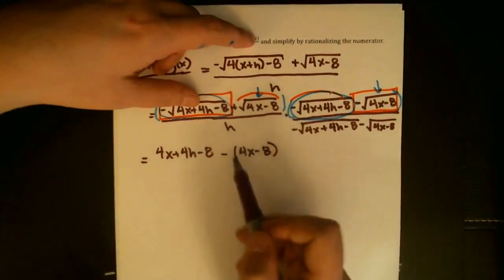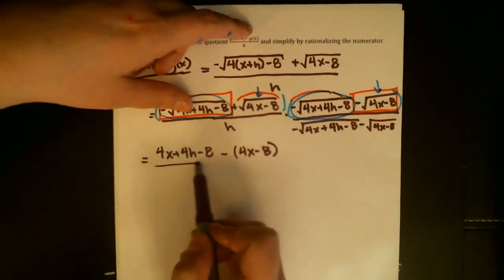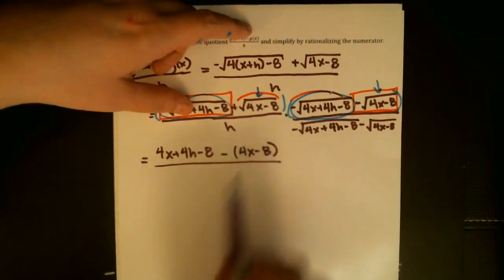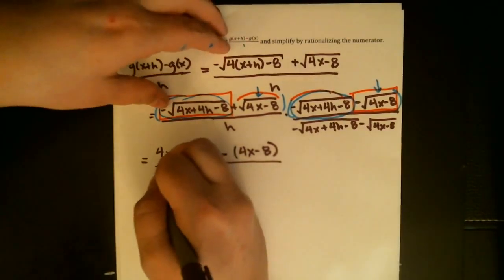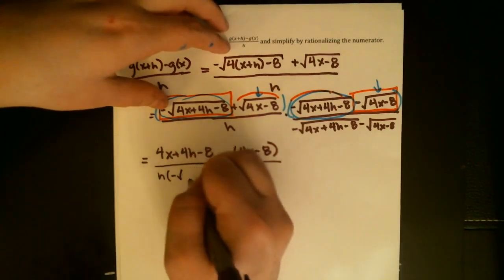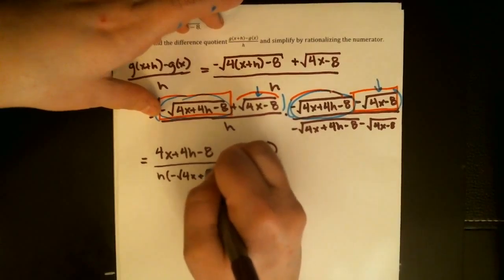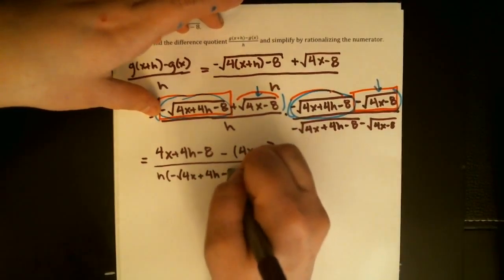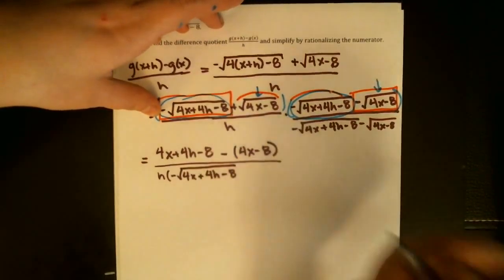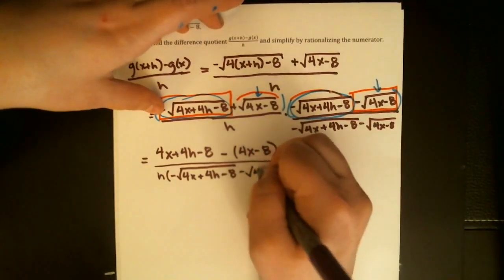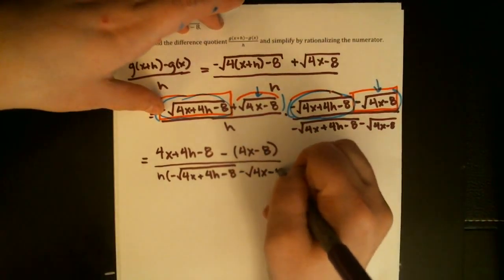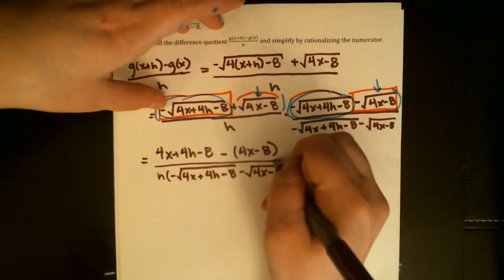Again, the grouping is really important. That root goes away, but those two have to stay grouped up so that you distribute the negative sign. And then on the bottom, I have h times negative root of 4x plus 4h minus 8 minus the square root of 4x minus 8.